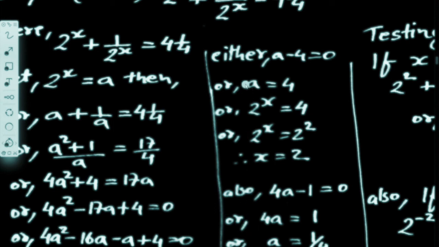Now, the first expression: either a minus 4 equals 0. The first factor is a minus 4. So a minus 4 equals 0, or a equals 4. Now the sign should be changed for 4, so a equals 4, or a equals 0.